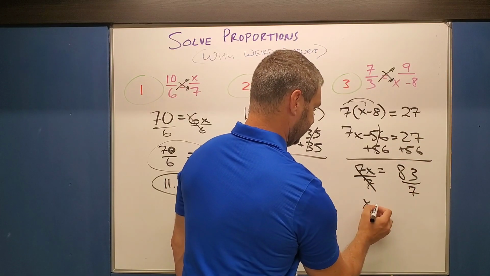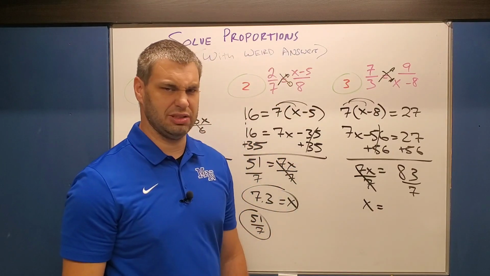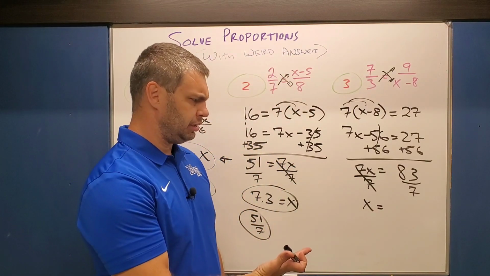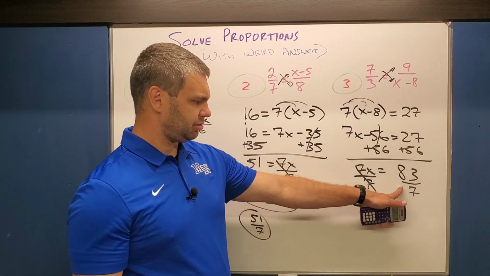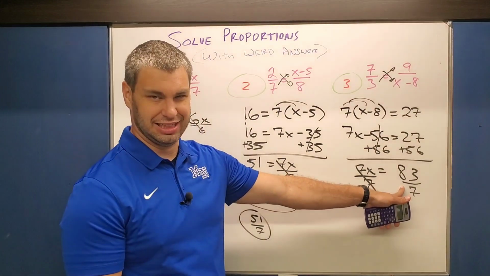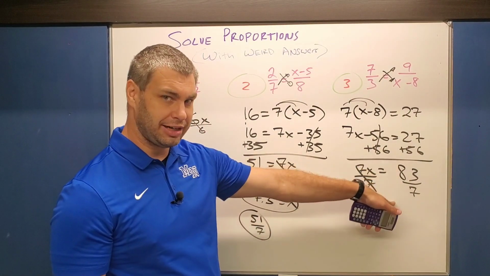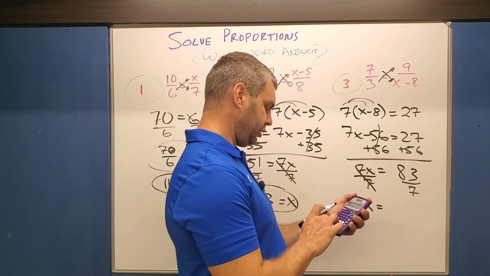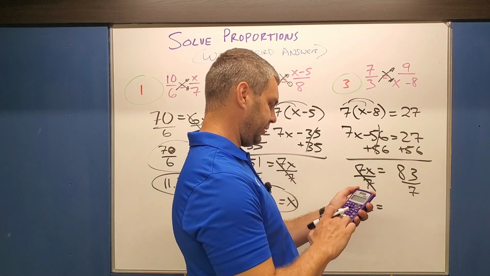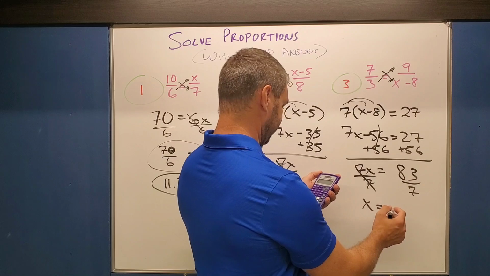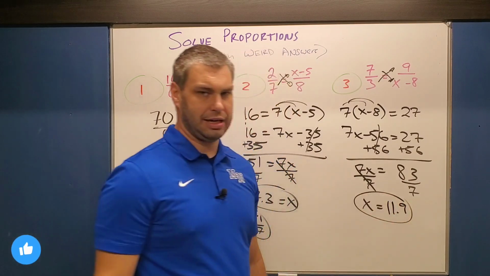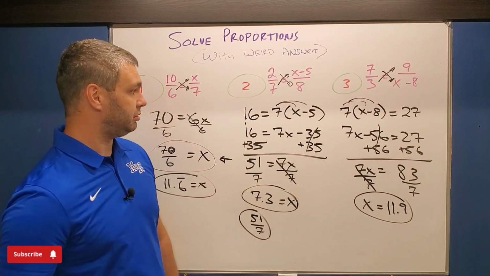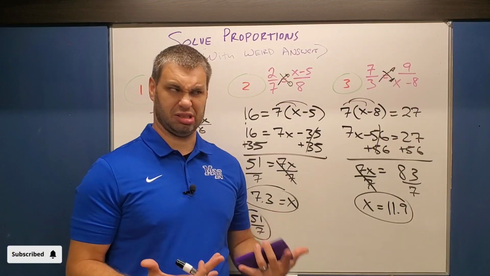Now again, I know that 77 divided by 7 would be 11. And if I add another 7 onto that, that'd be 84. So this, it's not going to turn out nice, is it? So we could either leave it as 83 divided by 7 or throw it into your calculator, 83 divided by 7, which is, let's say, 11.9. All right, so that is how you would solve proportions with some of those gross answers.